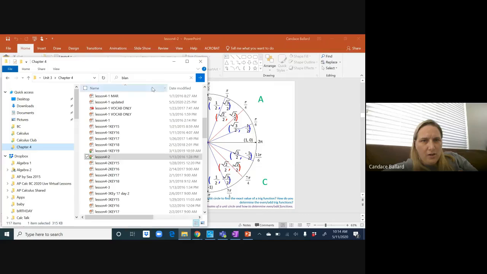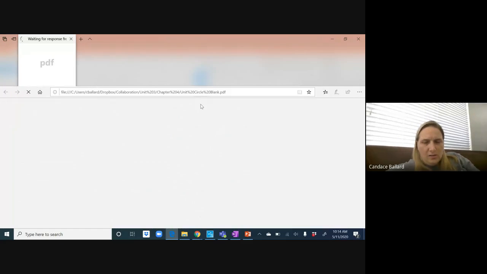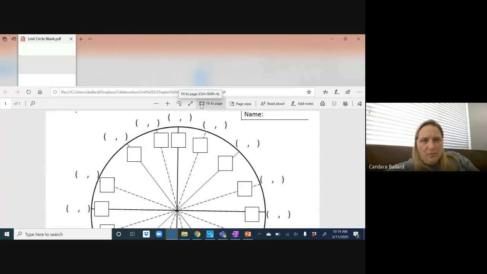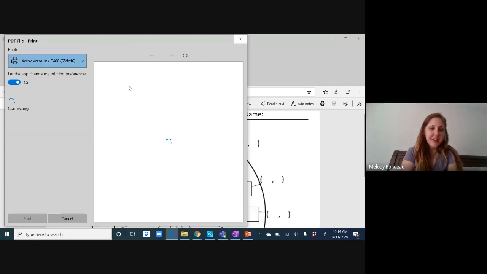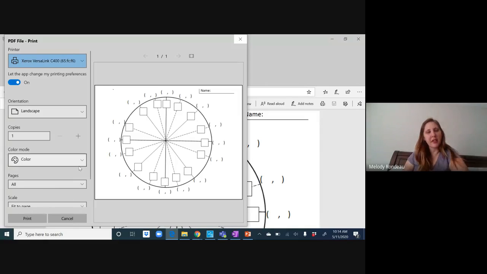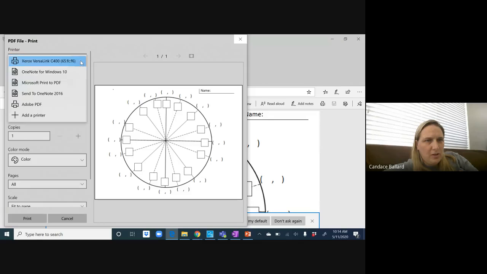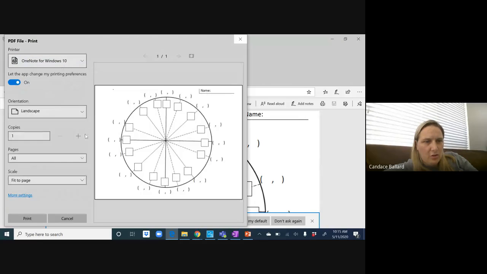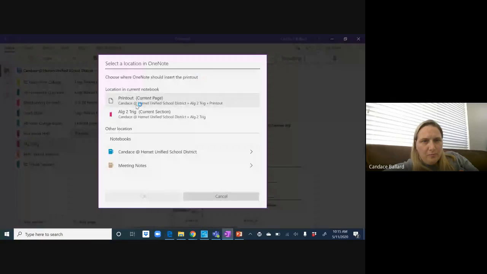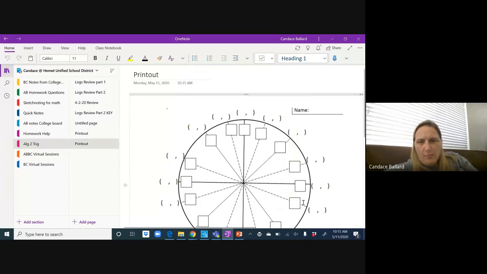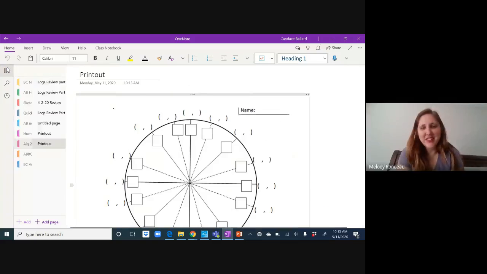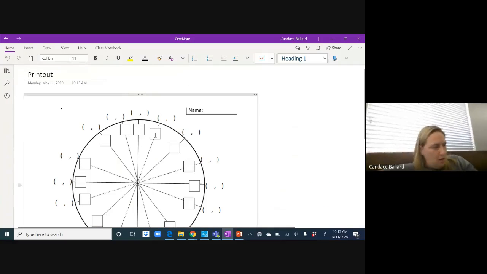Actually, if I do the PDF, then I can just go to it. Thank you guys for your patience, but this is important. Hopefully, you got this printed ahead of time. If you didn't, it's okay because you can just sketch it really quick somewhere on a piece of paper. Okay, so I've got my printout. We'll get Andy back in here eventually.